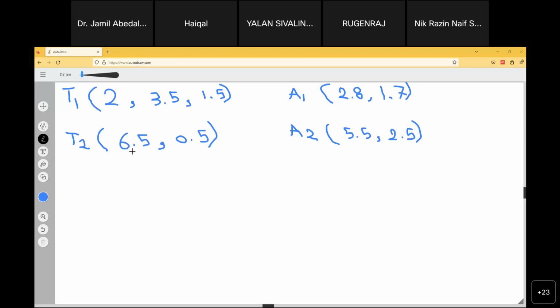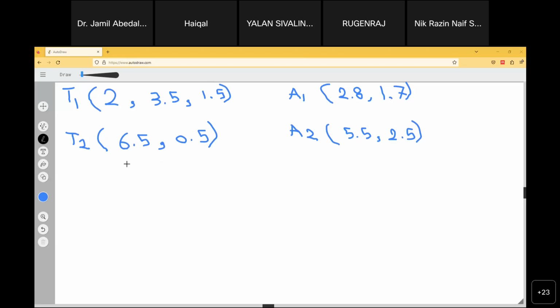Yes. Okay, what about A1? 2.8 is the release time, and 1.7 is the units of execution. How many units we need to execute. This is the same, okay? So here we have 2 periodics and we have 2 aperiodics.